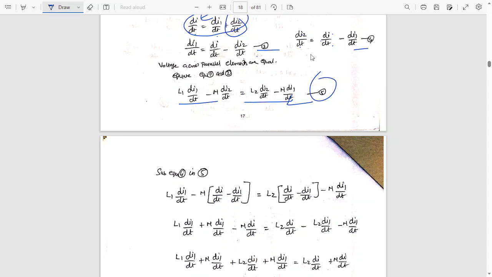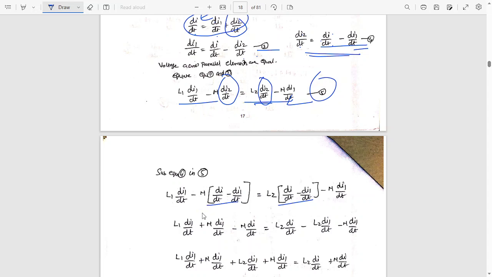Equation 4 is substituted in 5. So all the di2 by dt will be replaced by di by dt minus di1 by dt. This di2 by dt will be replaced by di by dt minus di1 by dt, and this di2 by dt will be replaced by di1 by dt. Okay, so next I am going to rearrange this.